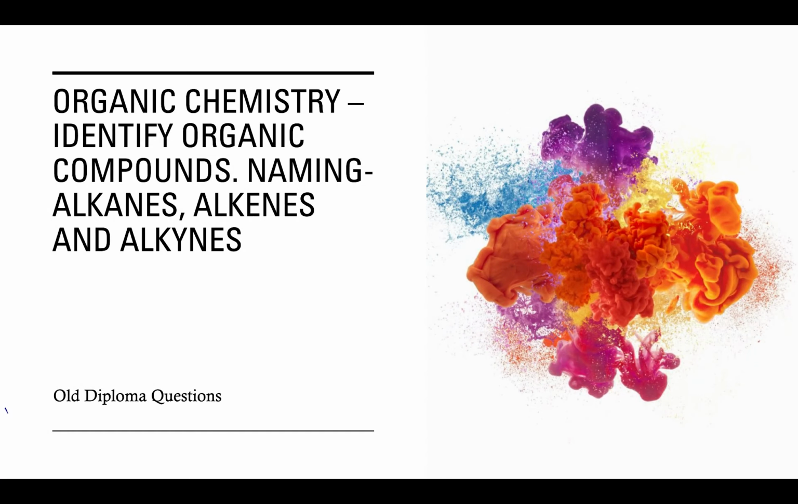Okay, so the last unit we do in Chemistry 30 is Organic Chem. And this first video I have for this is just what we would start with, which is identifying organic compounds, naming the alkanes, alkenes, and alkynes, and also being able to draw them. So I included some old diploma questions that go straight into knowing this information, and I will cover some of the theory behind it as we go.